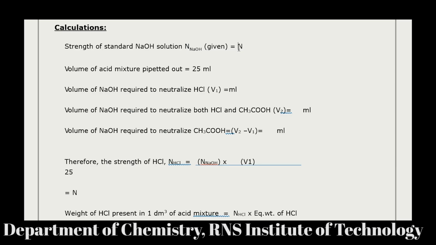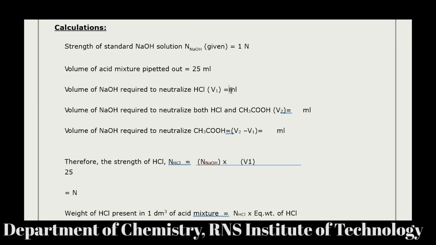For the calculation part, they will give the strength of the NaOH, that is, the normality of the NaOH which we take in the burette, which is 1 normal. And the volume of the acid mixture, which we have pipetted out, is 25 ml, so capital V will be equal to 25 ml.